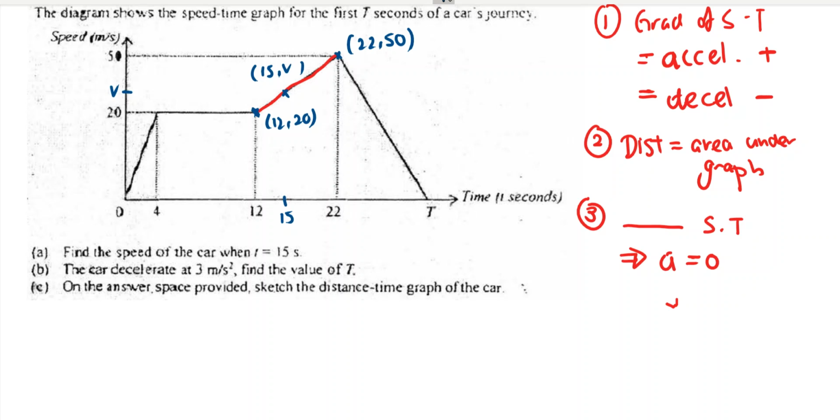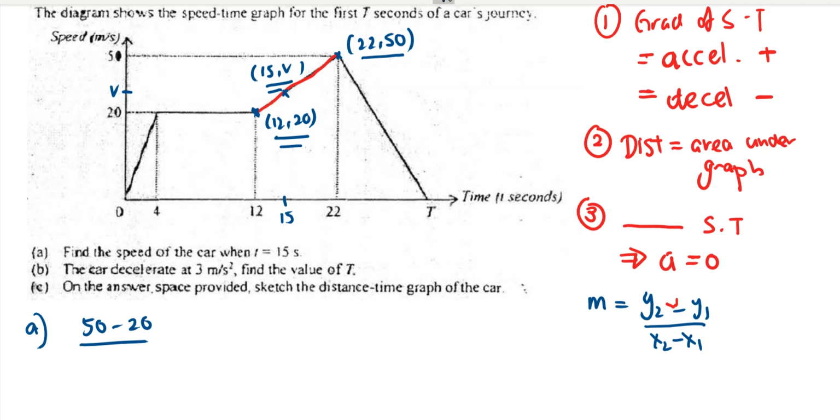Alright, so this method is trying to say that the gradient of this and this is equal to the gradient of the coordinate here and here. So this is how we equate them together. And recall that formula for gradient is equal to y2 minus y1 over x2 minus x1. So for gradient, let's take the two furthest points, 50 minus 20 over 22 minus 12. That's the gradient between this point and this point, which is equal to v minus 20 over 15 minus 12, the same gradient as this point and this point. Alright, so this is how we form the equation.